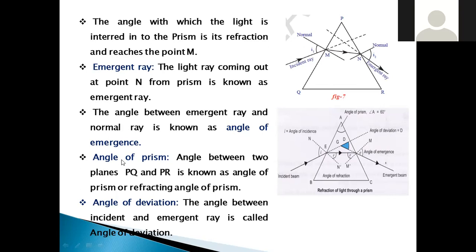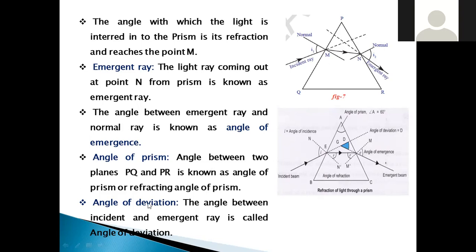Now let us see what is meant by angle of prism. Already we know this prism consists of 3 points: one is P, second is Q, and third is R. The angle which originates at this tip point is said to be the angle of prism. So the angle of prism is the angle present between the PQ and PR faces.